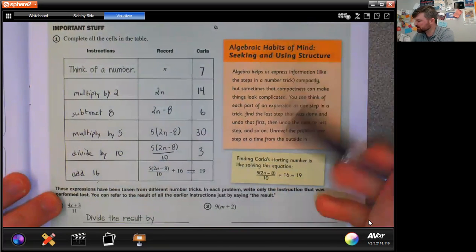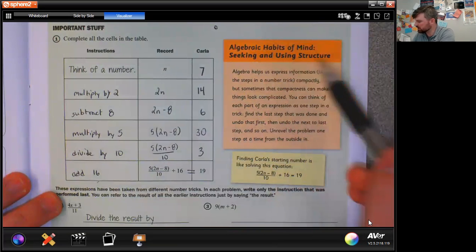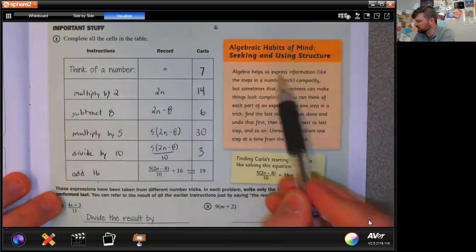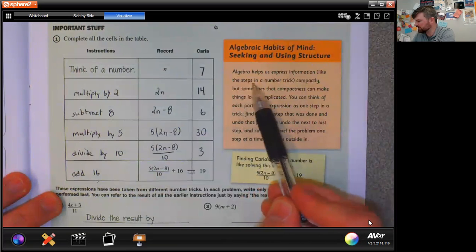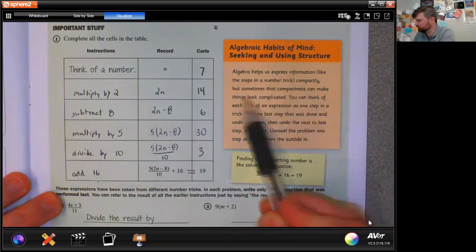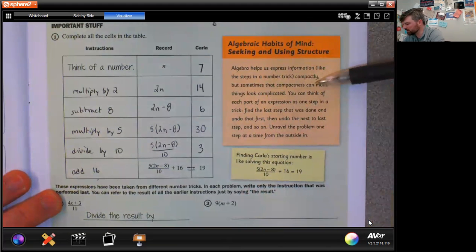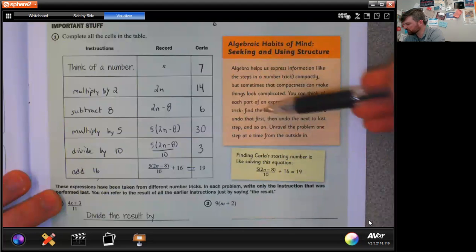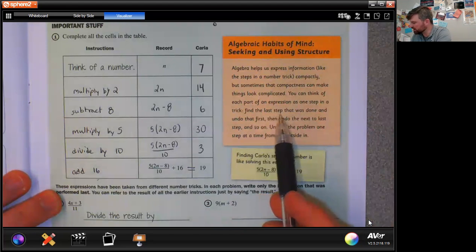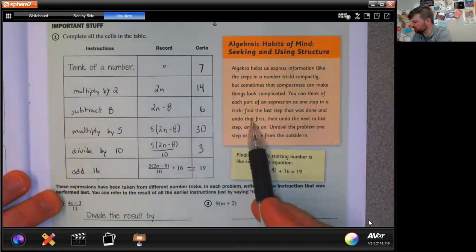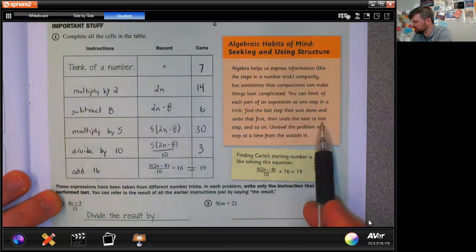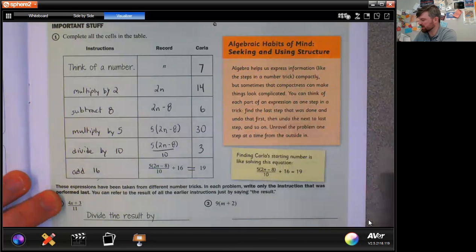Algebraic habits of mind: seeking and using structure. Algebra helps us express information like the steps in a number trick compactly, but sometimes that compactness can make things look complicated. You can think of each part of an expression as one step in a trick. Find the last step that was done and undo that first. Then undo the next to last, and so on. Unravel the problem one step at a time from outside in.